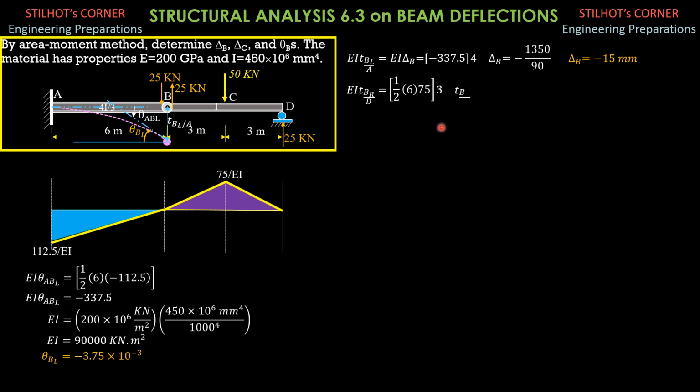So this is positive, and because it is positive, it means that B right is above the reference tangent at D as shown in the figure. So this is the deviation of B right relative to D.